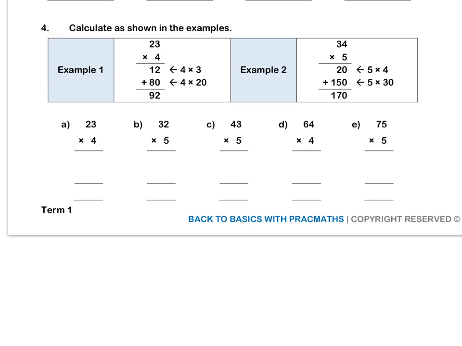Example 2. We are going to multiply our units first by one another. 5 times 4 is 20. Then 5 times 30 is 150. Remember the 0. We add up to get a final answer of 170. Pause this video to complete question 4.